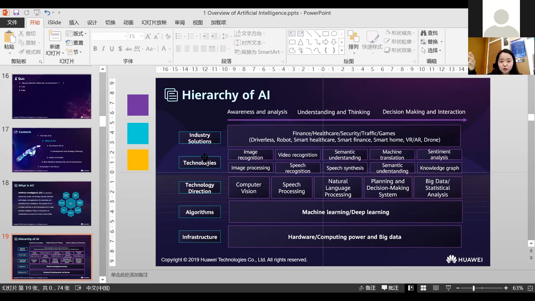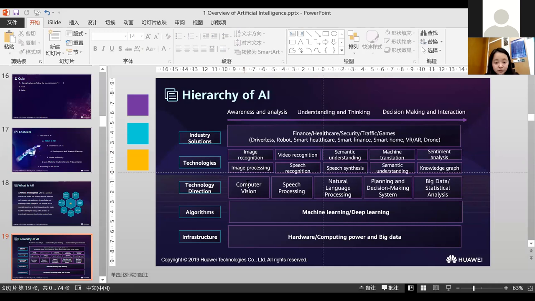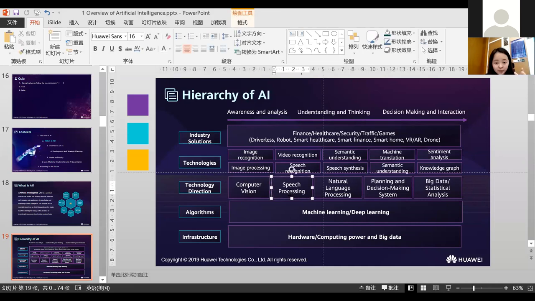So that is the fourth level of the hierarchy of AI, the subtopics. And the highest level is the industry solutions. We will combine these subtopics together to solve specific problems in industries. For example, for autonomous cars, the self-driving cars, we need technologies not only from computer vision but also from speech processing and natural language processing.